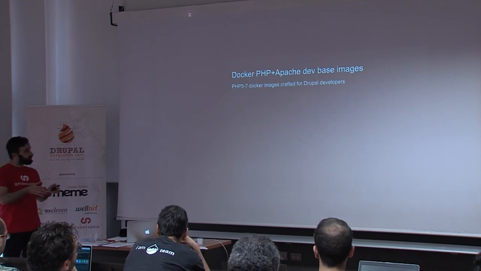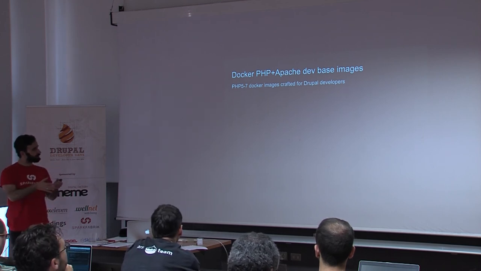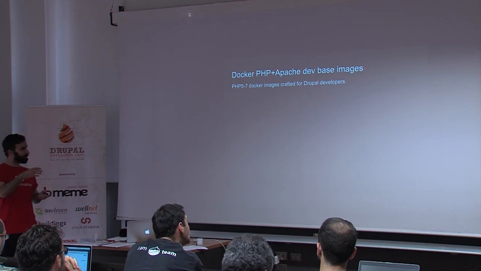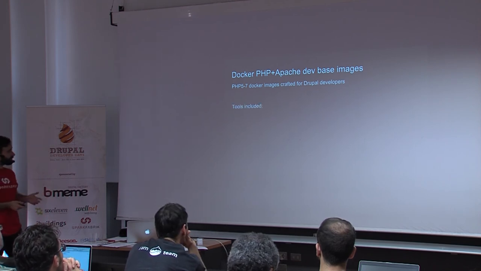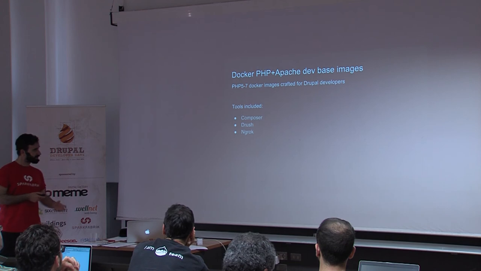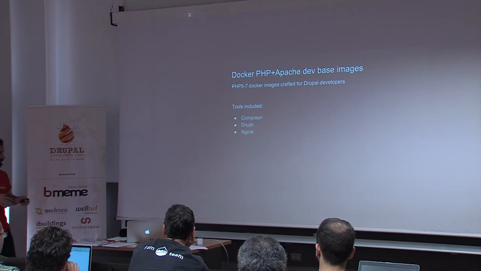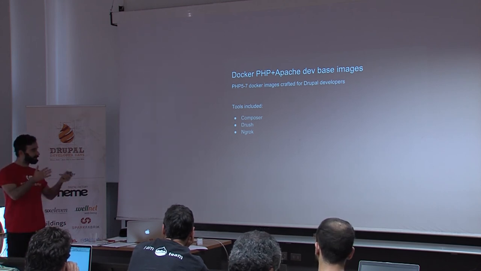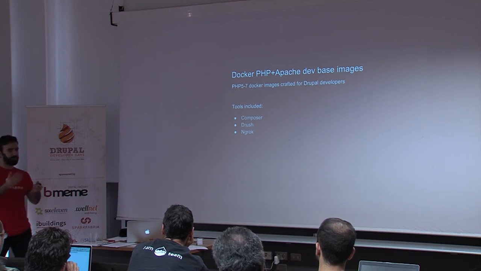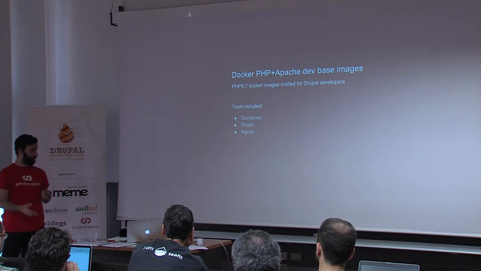Then we created a bunch of Docker PHP plus Apache dev base images, just intended for developers, crafted for Drupal developers, that we use to base our projects. Which tools are included with the package? We include Composer, of course, Drush, and Ngrok, which is a sort of HTTP proxy to make it possible to access your container from the outside, for example when you want to show something to your colleagues, make some debugging, or do some pair programming.